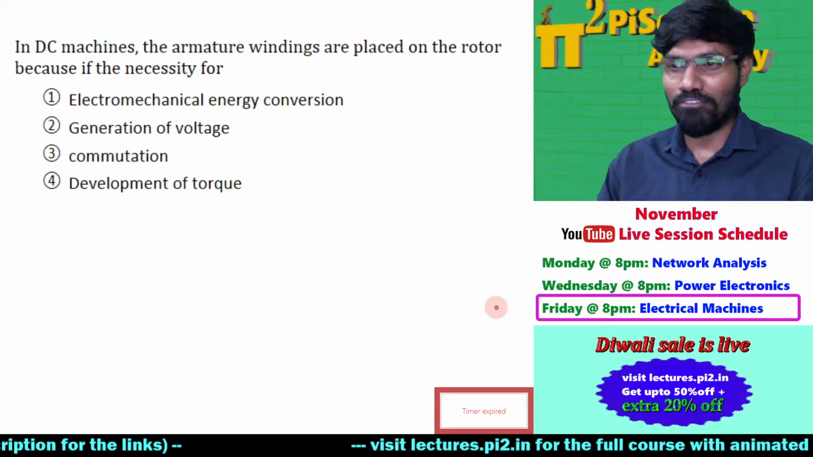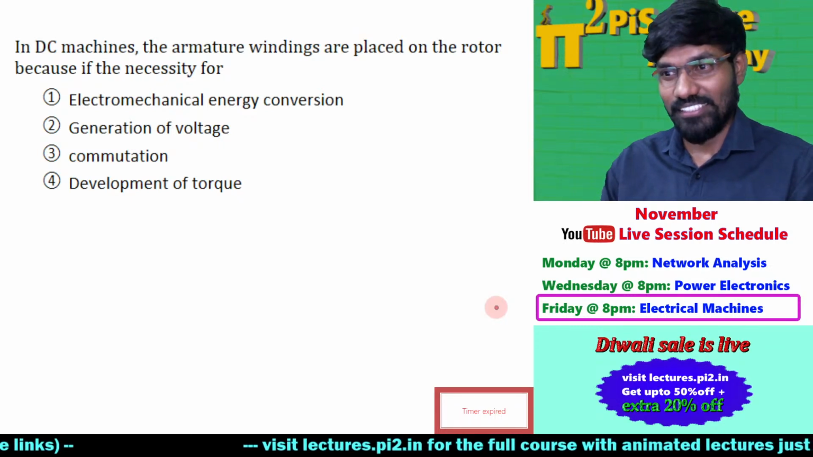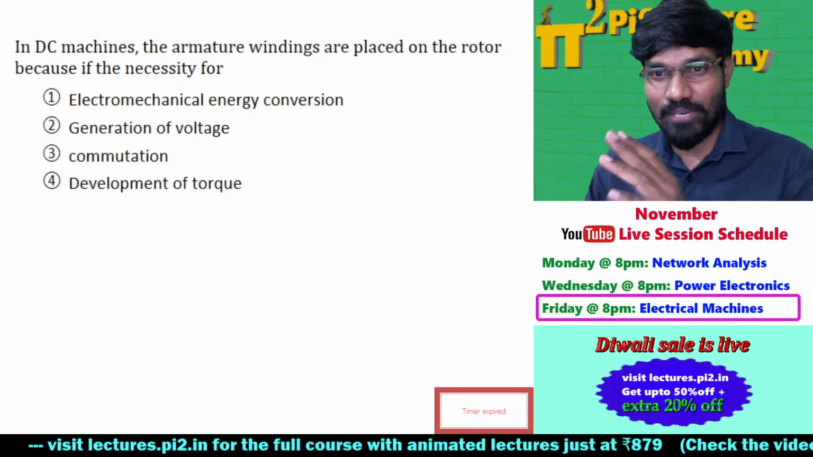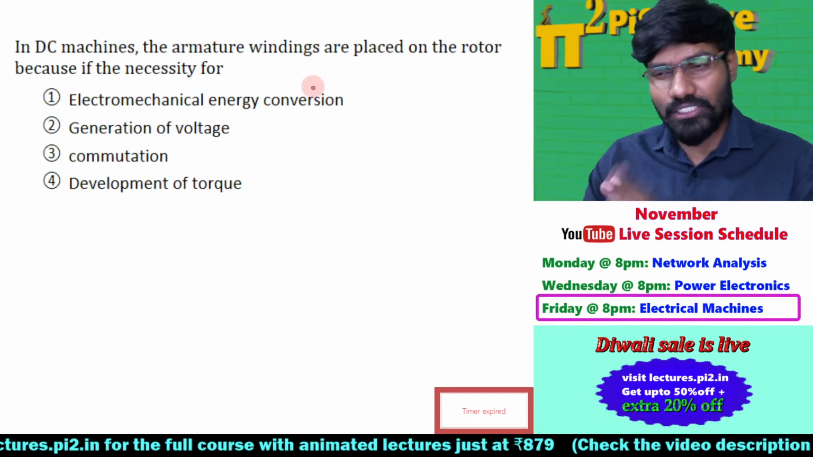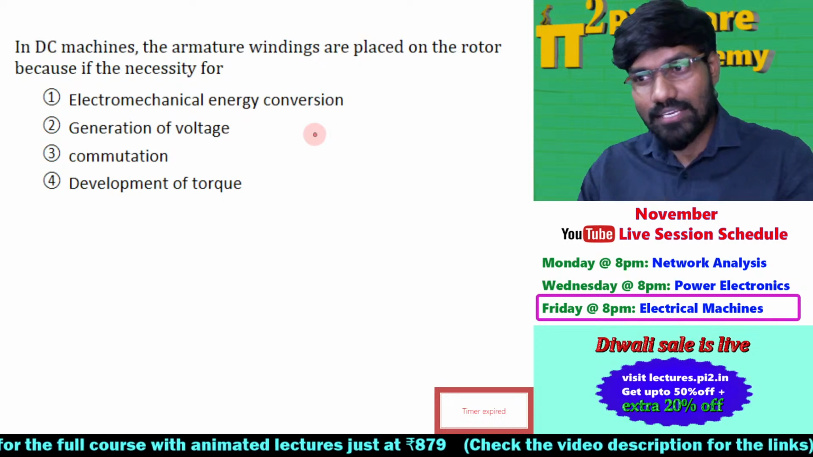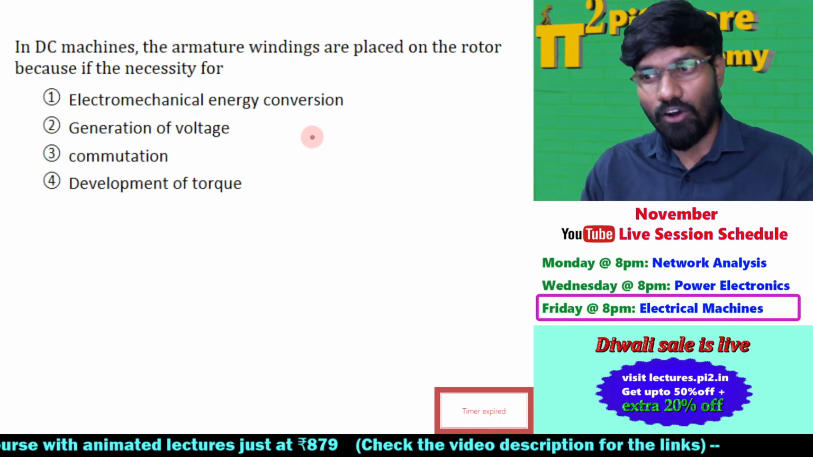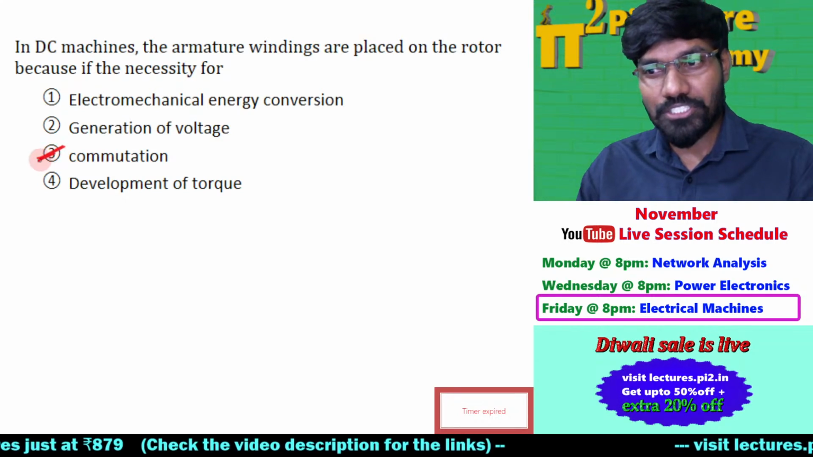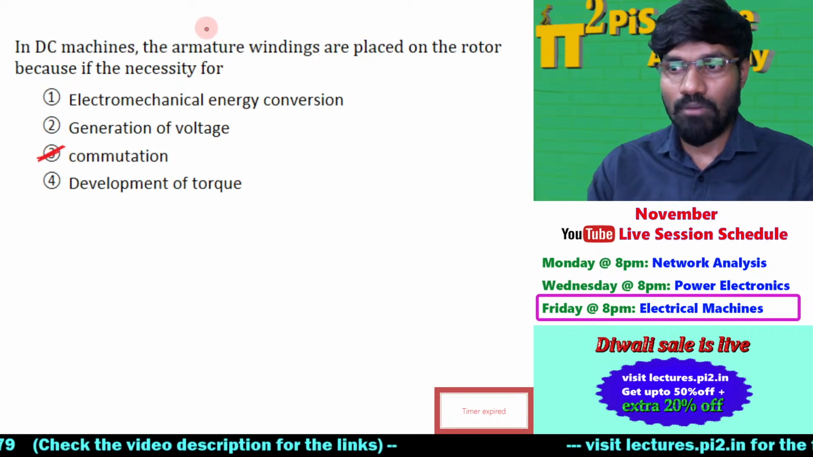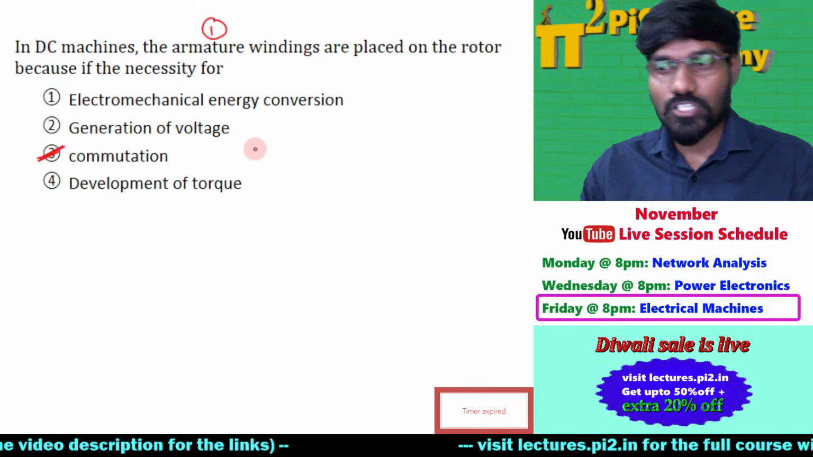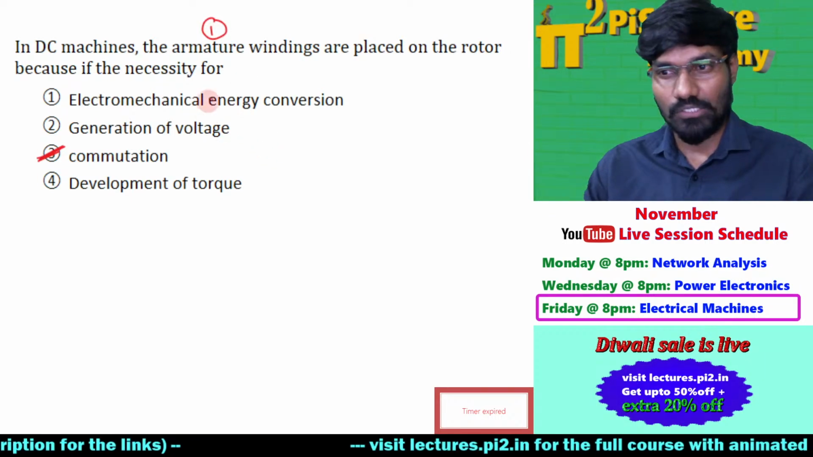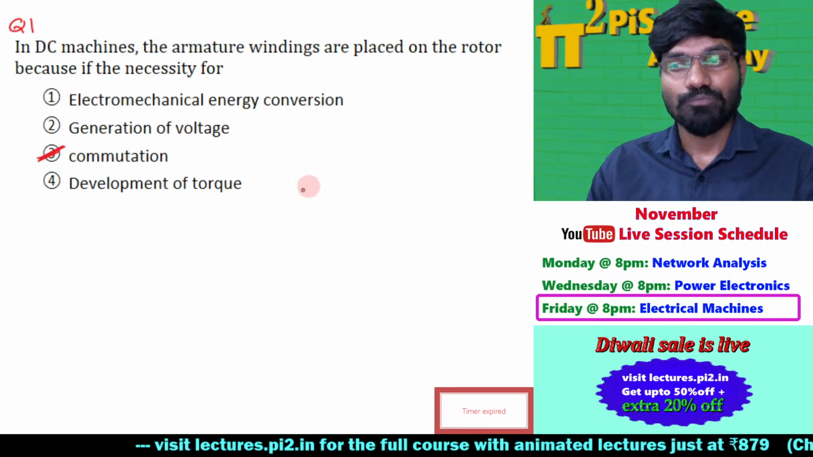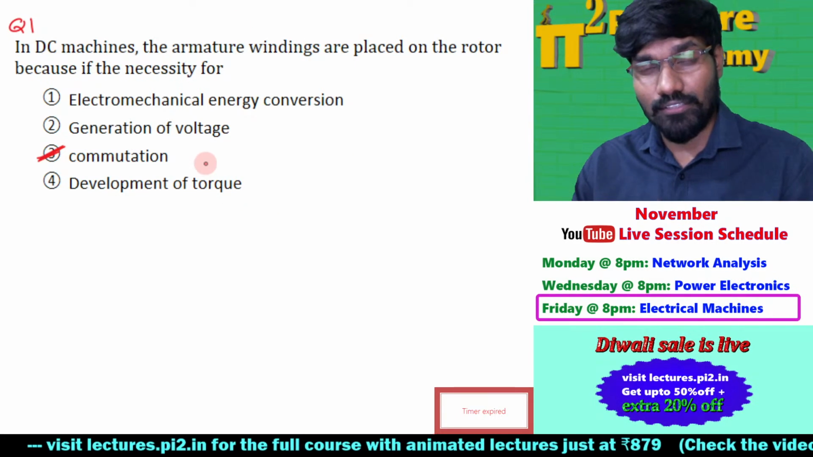Ashish Dangra, 4, development of torque. Okay, time's up anyways. Let me answer now. In DC machines, you place the armature winding on the rotor, yes, exactly, for commutation purposes. This is question number 1 from the PS Bhimbra book. So this is to get commutation done.